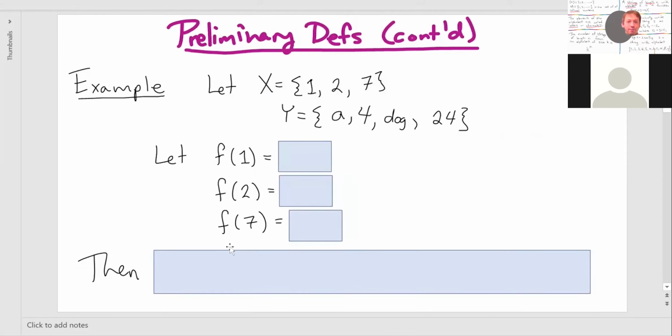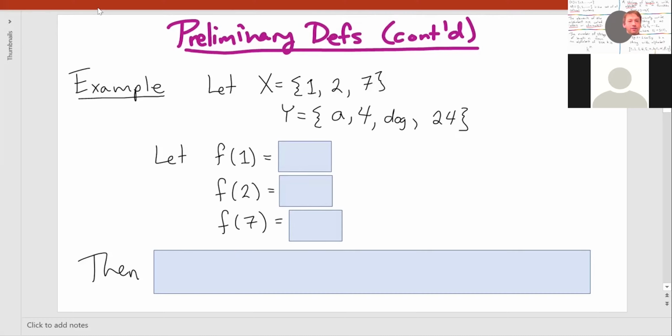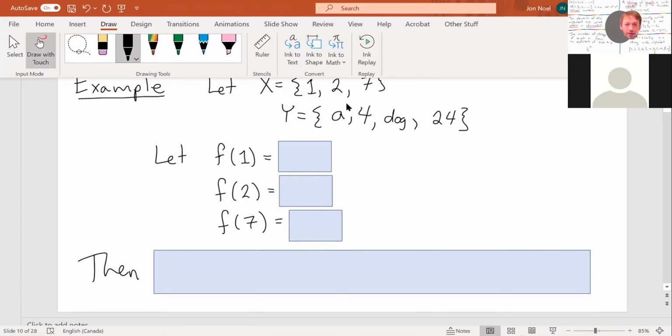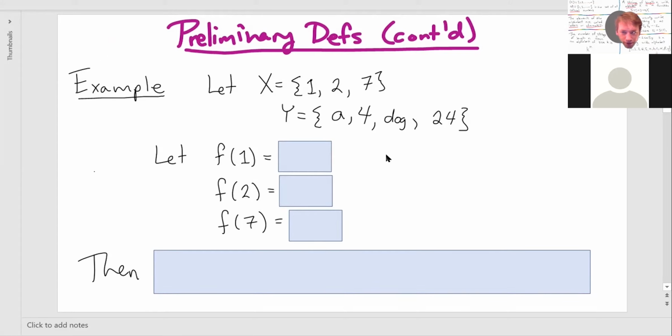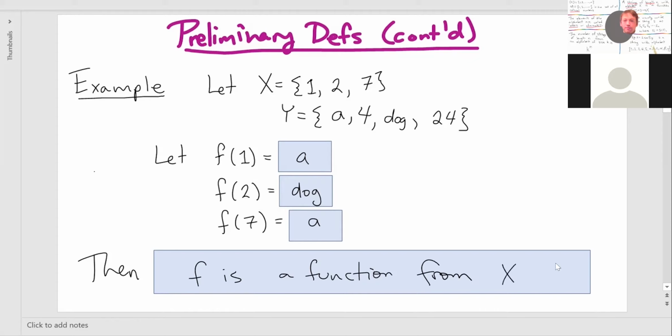Okay, so an example of a function. If x is the set 1, 2, 7 and y is the set a, dog, 24, and I let f of 1 be a, f of 2 be dog, f of 3 be a, then f is a function from x to y.